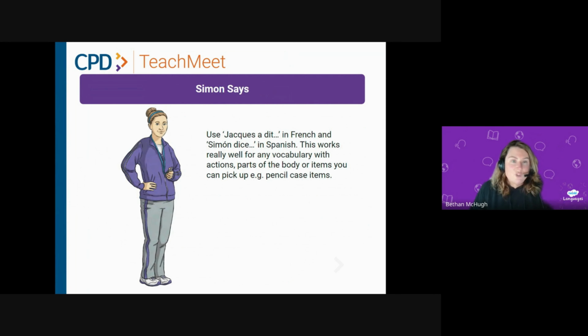Simon Says was mentioned earlier. This is great. Traditionally, people probably say Jacadi and Simon Dice for Spanish. Works well for any vocabulary that's got actions, works really well for parts of the body or for pencil case items. If you say, Simon says a pencil, then you have to hold your pencil up. That's great if they've got those in front of them. Yes, for gym as well, for sports stuff, really good.